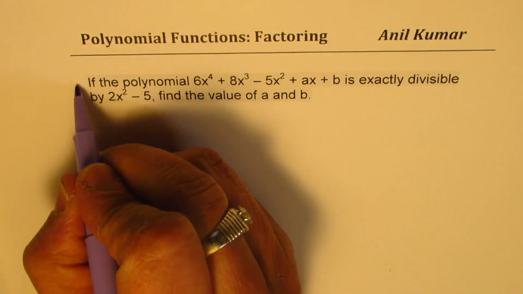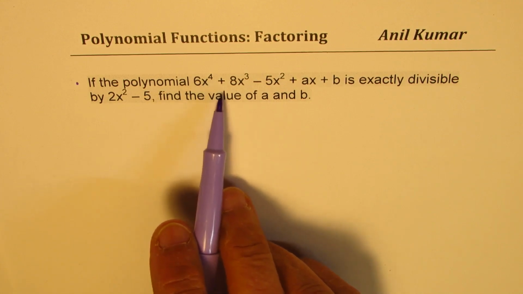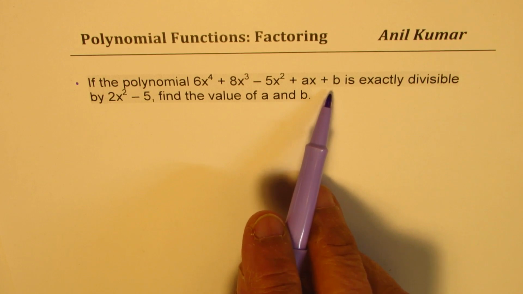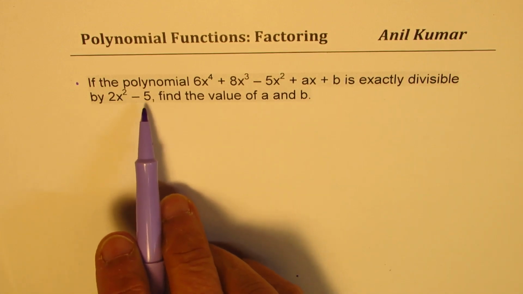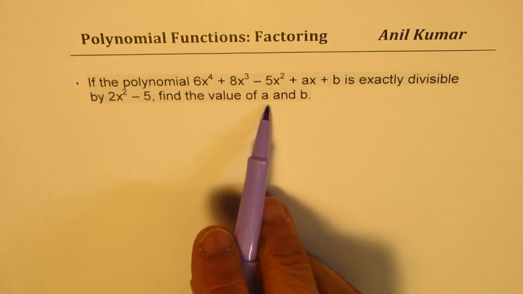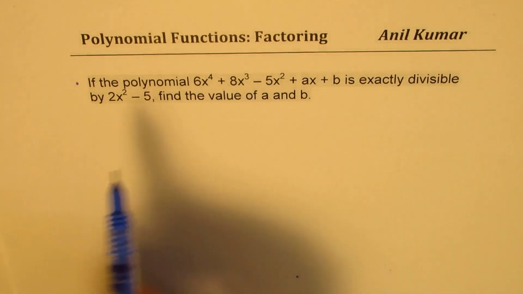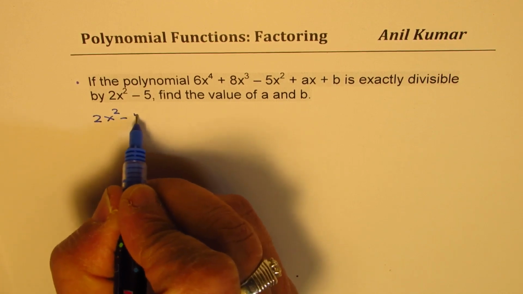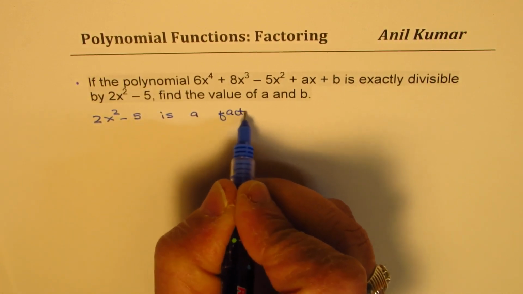The question here is, if the polynomial 6x to the power of 4 plus 8x cubed minus 5x squared plus ax plus b is exactly divisible by 2x squared minus 5, find the value of a and b. Now, in this question, when we say exactly divisible by this, that means 2x squared minus 5 is a factor, correct?